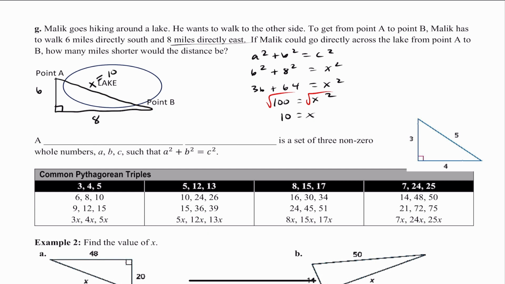X is equal to 10. But that's not what it's asking. The question is asking, if Malik could go directly across the lake from point A to point B, how many miles shorter would the distance be?